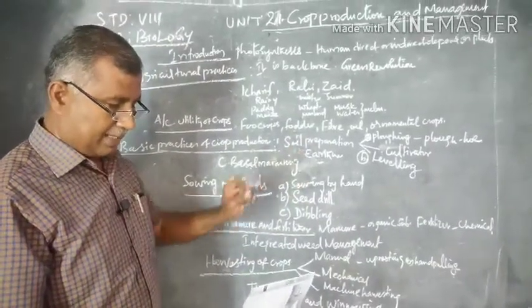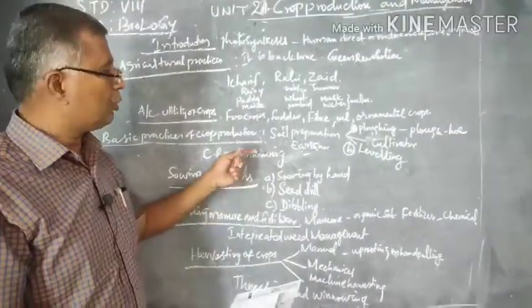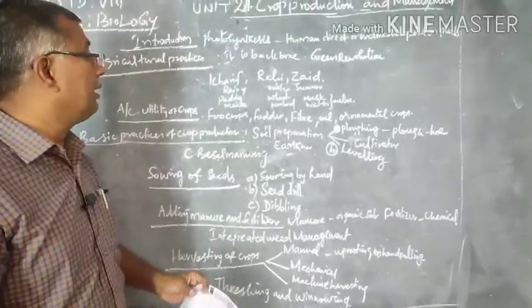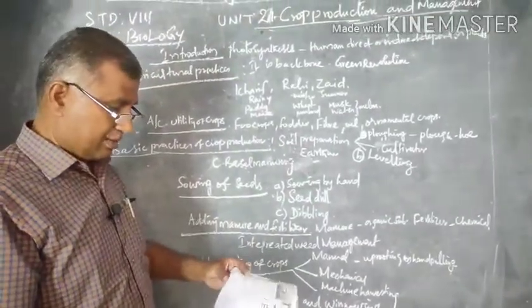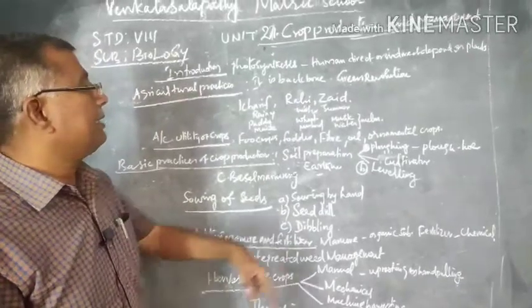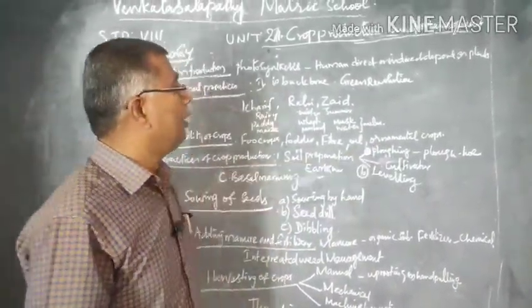Understand? The plants absorb water, minerals, nutrients and air from the soil through their roots. Hence it is essential to prepare the soil. That means loosening the soil is very, very essential. So how do we prepare the soil? By means of ploughing. Ploughing means turning the soil with the plough.